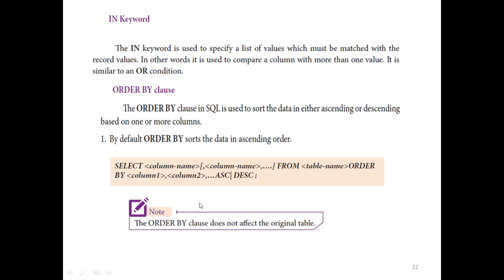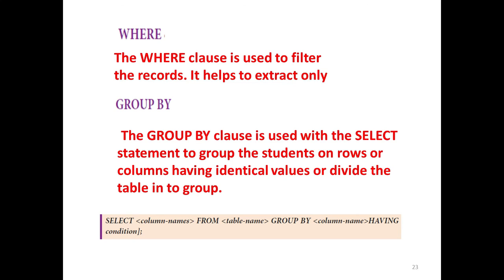For example, your table contains all the items: your examination number, your name, and marks. If you specify ORDER BY on the name only, it sorts the names in alphabetical order. That's all. Okay.